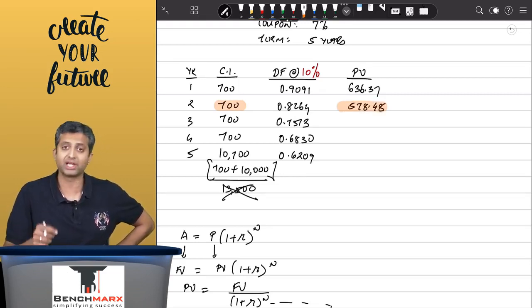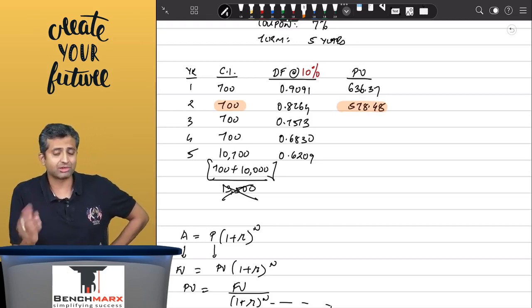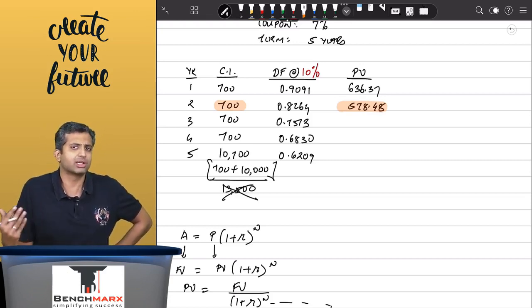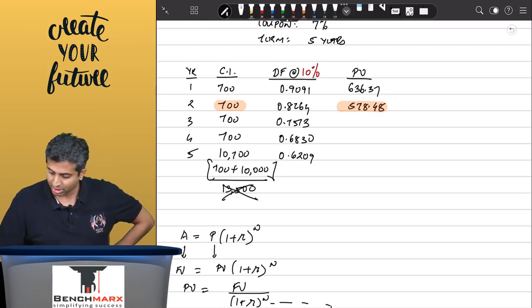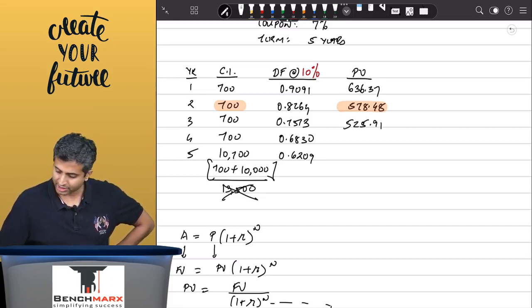Sir, I should be investing 578 today, and if I invest 578 today and wait for 2 years and I get 700, that is implicitly getting a 10% return. Similarly, over here 700 into 0.7513, M plus, this is 525.91. 700 into 0.6830, over here 478.1.